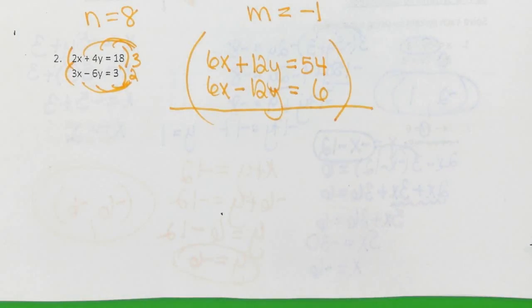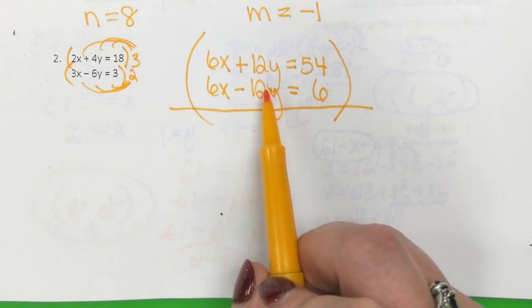So you have two options. What happens if you subtract? The x goes away. The x would go away, Jared. Very good, because 6 minus 6 is 0. What happens if you added? The y goes away. Very good, because 12 plus negative 12 is 0.